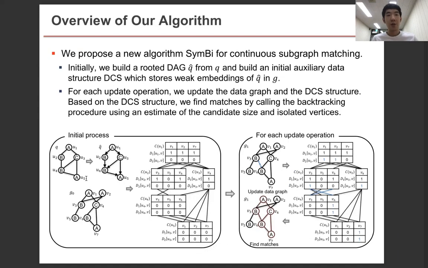This is an overview of our algorithm. Given query graph Q, first we build a rooted DAG from Q instead of a spanning tree. Next, we build an initial auxiliary data structure called DCS from the DAG and the initial data graph. This structure stores weak embeddings of the DAG in G. Next, for each update operation, we update the data graph and the DCS structure. Based on the DCS structure, we find matches by calling the backtracking procedure.